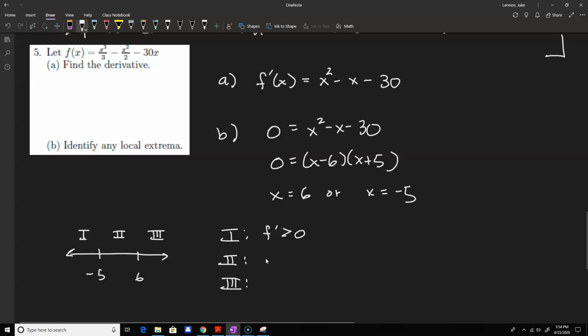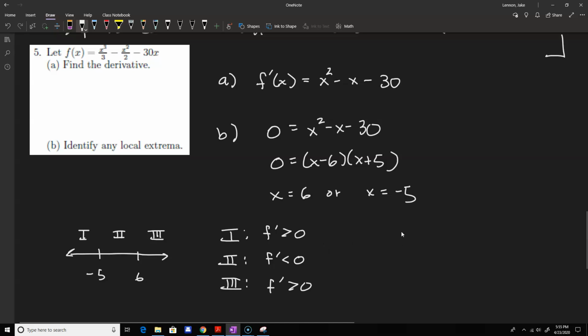In region 2, we can just plug in 0. So we'd end up with a first derivative of -30, which is negative. And in region 3, we could plug in some number bigger than 6. So say we plug in 7, we'd end up with 12 again. So we end up with a positive value. So basically we can figure out what's happening at x equals -5 and x equals 6 from the first derivative test.